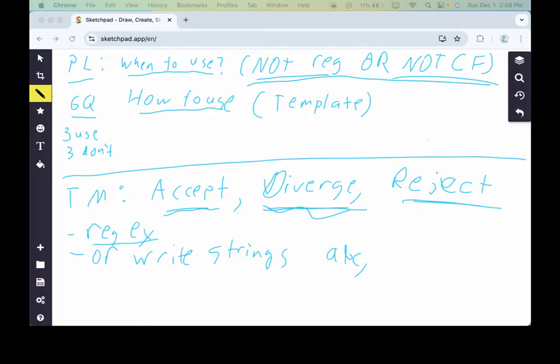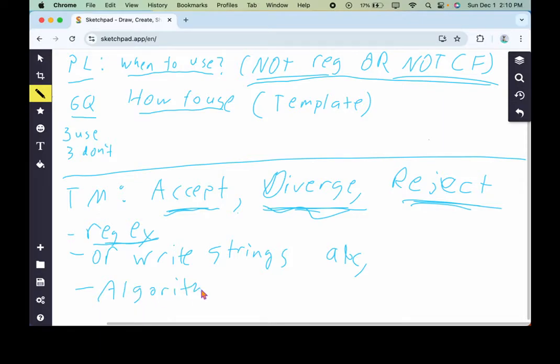Okay, so with Turing machines, right? We're just sticking to regular Turing machines. So you'll be asked accept, diverge, reject. You'll be asked either to write a regex or write out the strings for that. And the last part of these questions, everybody's favorite question, algorithms.